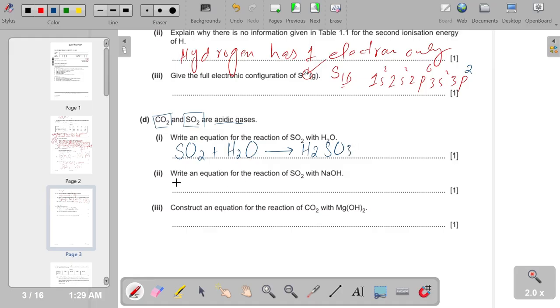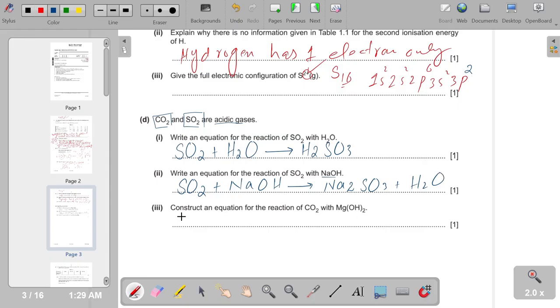So write an equation for the reaction of SO2 with NaOH. Already told you they both are acidic gases and this is a base, so the reaction will be SO2, acidic, plus base. When an acid reacts with a base, salt and water will be produced. Understand? So what you will get? You will get sodium 2 times with SO3. As you know, when acid reacts with base, you will get salt and water.